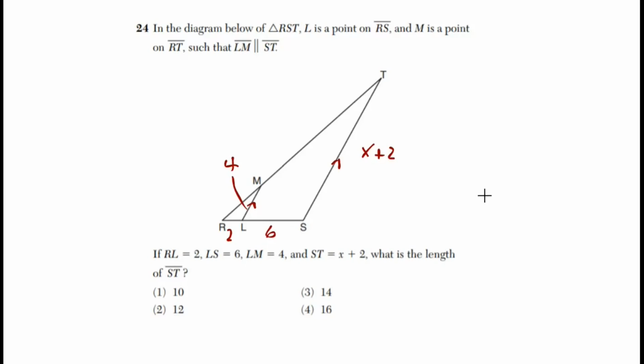What I want you to see here is, because these are parallel lines, I want you to imagine this smaller triangle, RLM, and then look at the larger triangle, RST. You notice how they both share this angle in common? Well, keep that in mind. Because those lines are parallel, imagine RT being the transversal cutting through those lines.